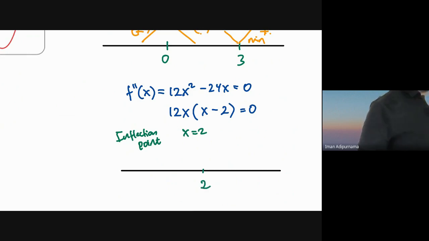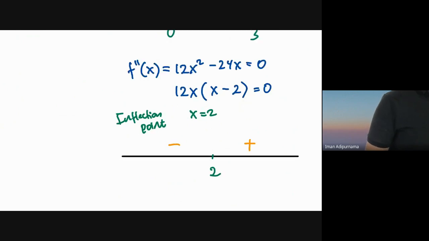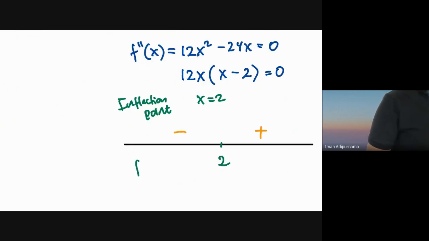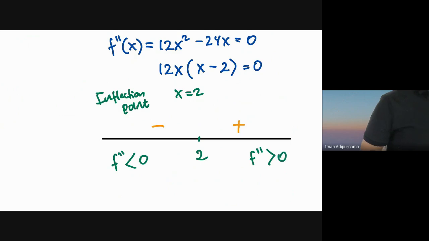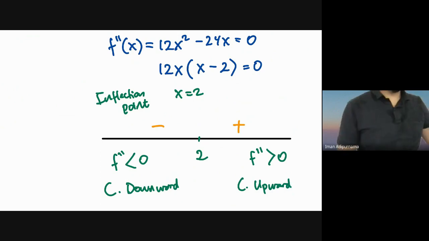2 is there. And then this will be negative, this will be positive. So what does it mean? Negative means your f double prime, or second derivative, is less than 0. This means it will be concave downward, and this will be concave upward.